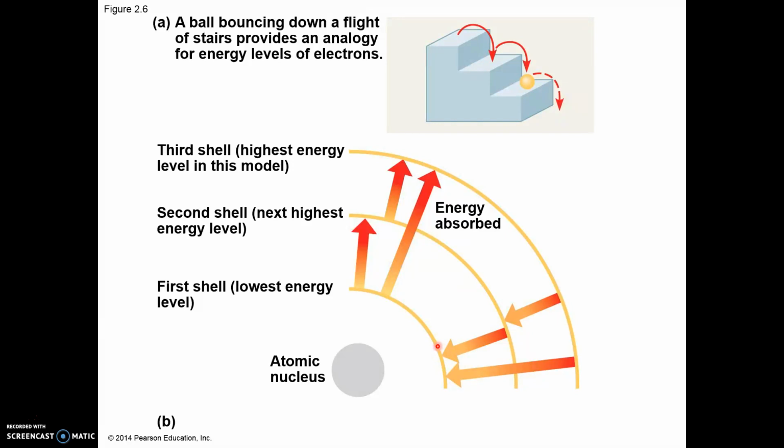Now, similar to a ball on steps, this ball can't exist halfway in between this step and this step, right? It's either on this step, or it's on this step, or it's on this step, or it's on the ground. Okay, there's no in between. Electrons have the same type of scenario, okay? While you don't have a physical barrier you can see, there are properties in the electron which mean that it can exist here, it can exist here, or it can exist here. But it cannot exist lower than here, or in between these two levels, or in between these two levels, okay? It only has certain defined energy levels that it can hold.